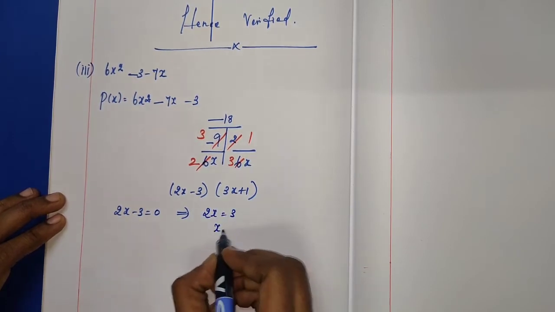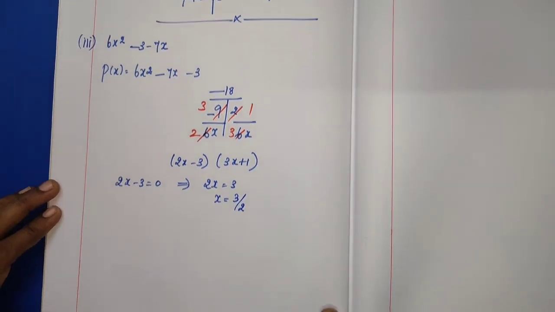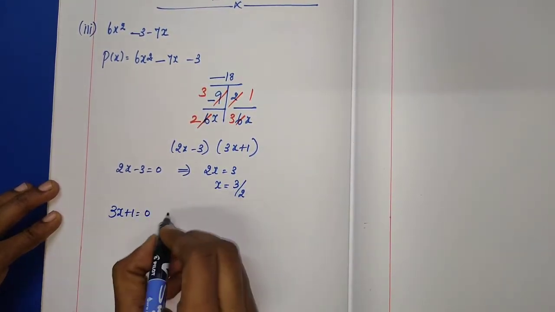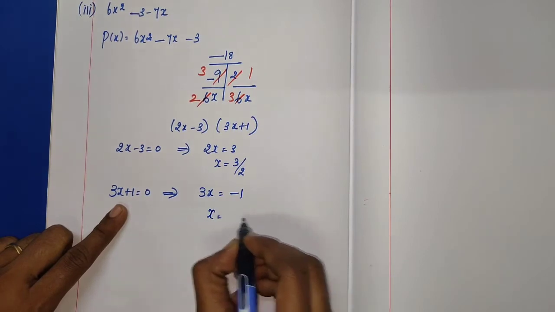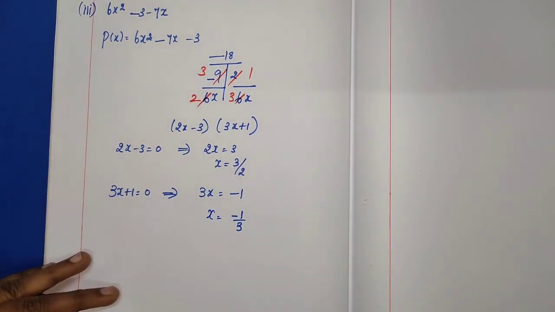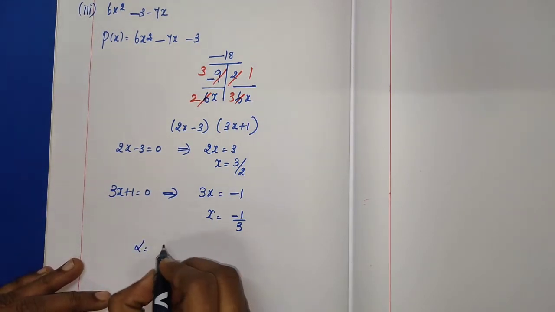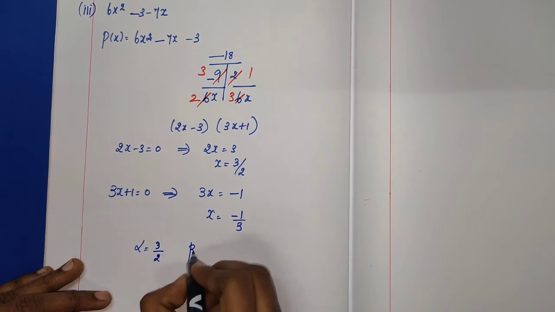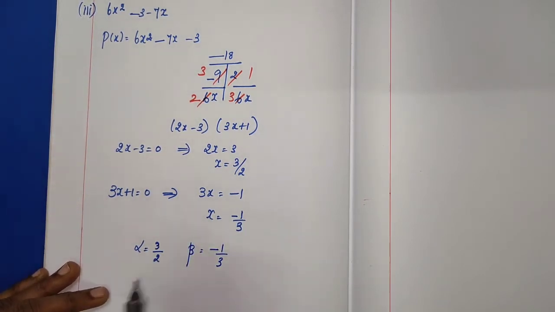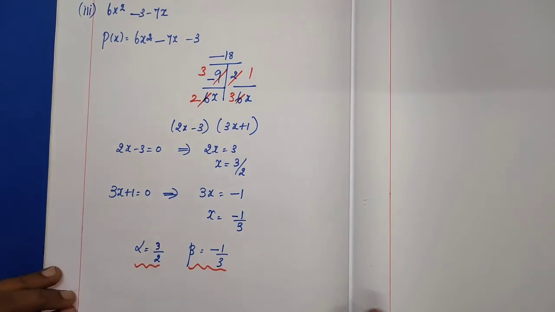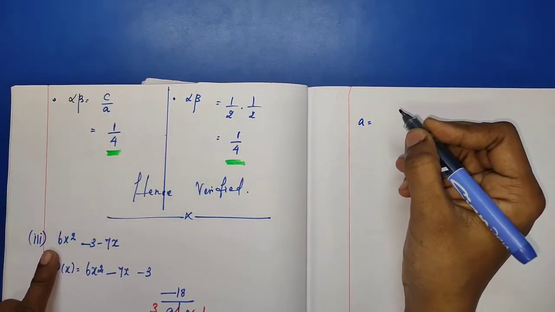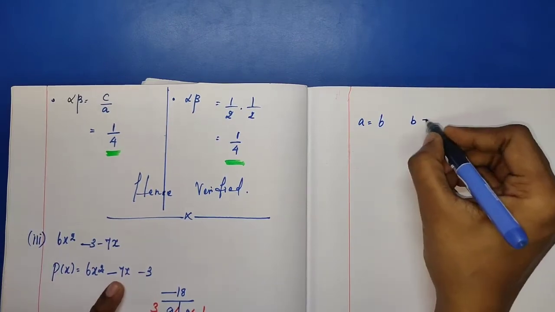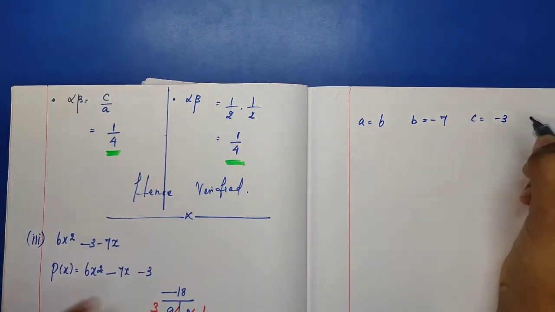2x is equal to 3, from this we get x is equal to 3 by 2. 3x plus 1 equal to 0, so 3x is equal to minus 1, x is equal to minus 1 by 3. So the zeros are alpha is equal to 3 by 2 and beta is equal to minus 1 by 3. Now let us write the coefficients: a equal to 6, b is equal to minus 7, c is equal to minus 3.